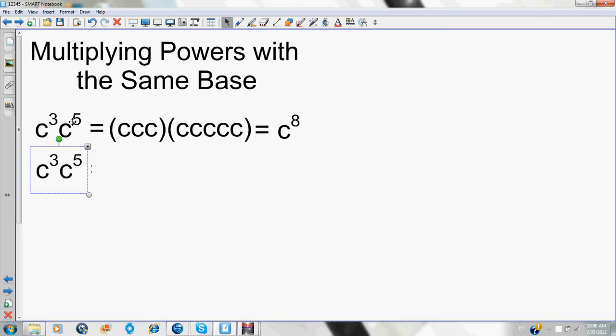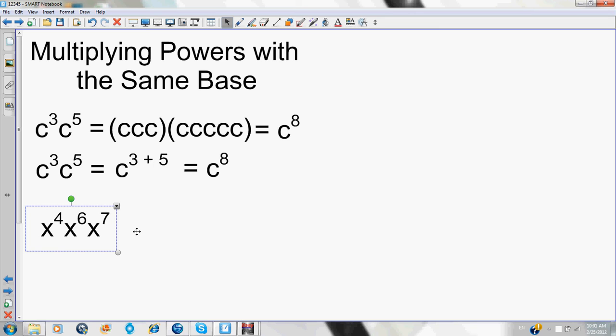Well, we started out with 3 c's and 5 c's, and we ended up with 8. 3 plus 5 just so happens to be 8, so all we have to do is add the exponents. So when you're multiplying powers with the same base, what you're supposed to do is take the exponents and add them together. So c to the 3 plus 5 would be equal to c to the 8. It's very important to remember that this only works whenever you have the same base. Okay? Let's try one more.